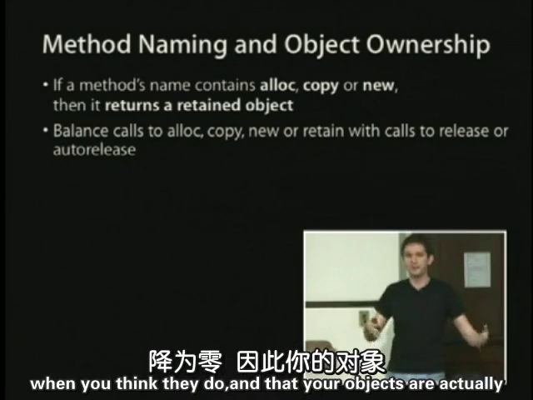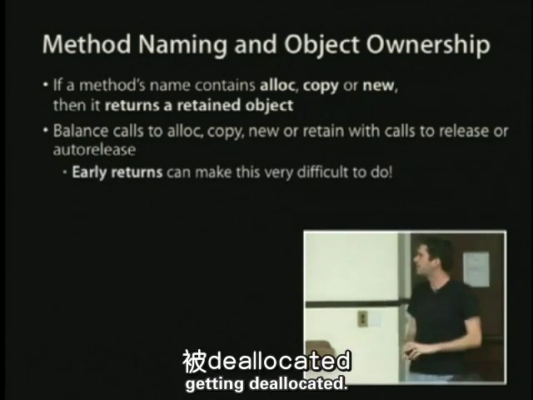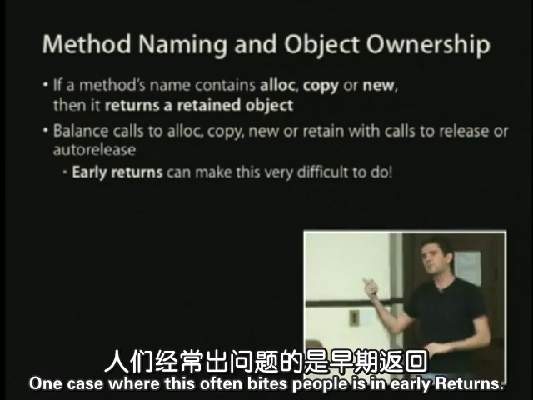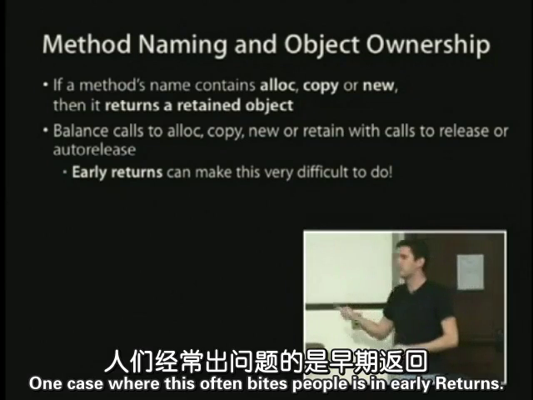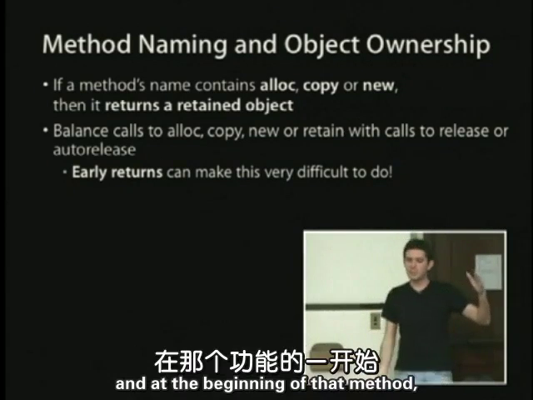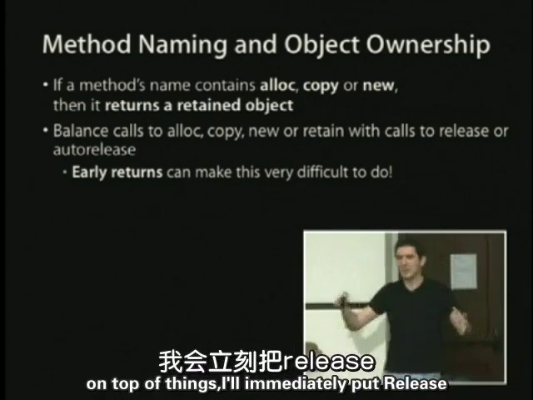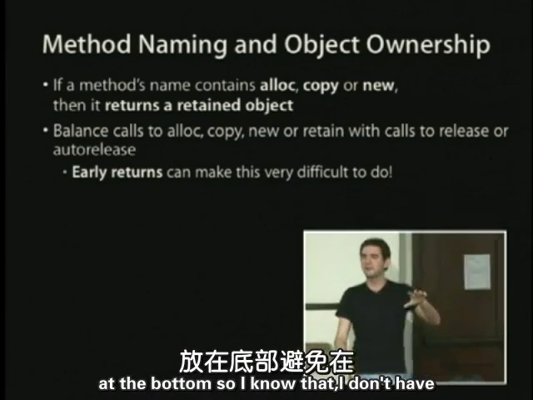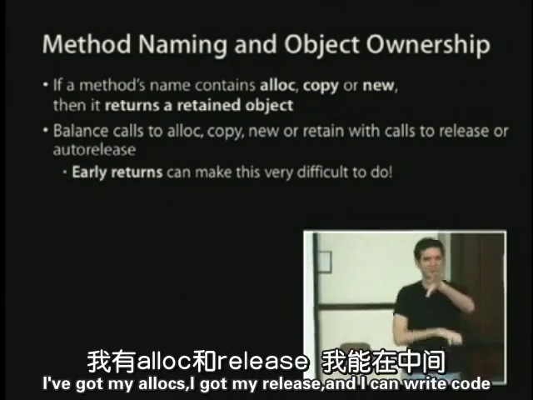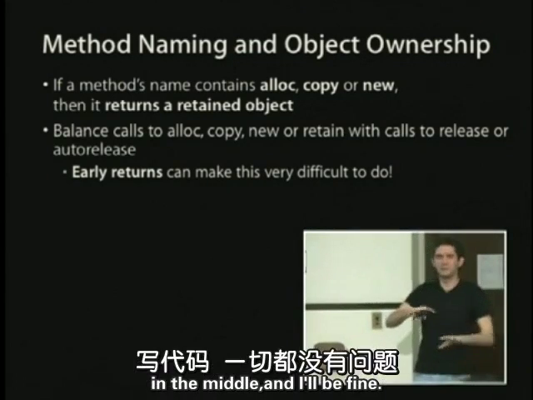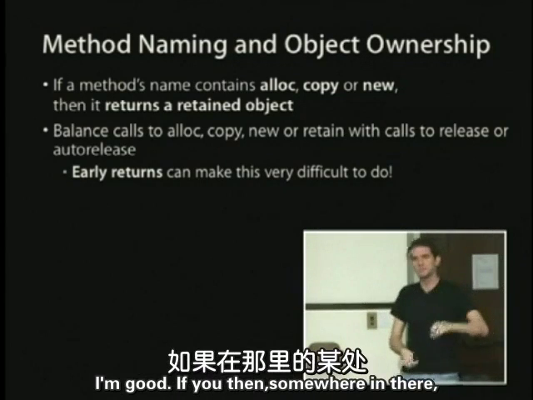Make sure that they always go down to 0 when you think they do, and that your objects are actually getting deallocated. One case where this often bites people is in early returns. So if you've got a method implementation and at the beginning of that method you allocate some object, and you think when you're writing this method, I'm going to be on top of things, I'll immediately put release at the bottom so I know that I don't have to forget about it later. I've got my alloc, I got my release, and I can write code in the middle and I'll be fine. I already wrote the release, I'm good.